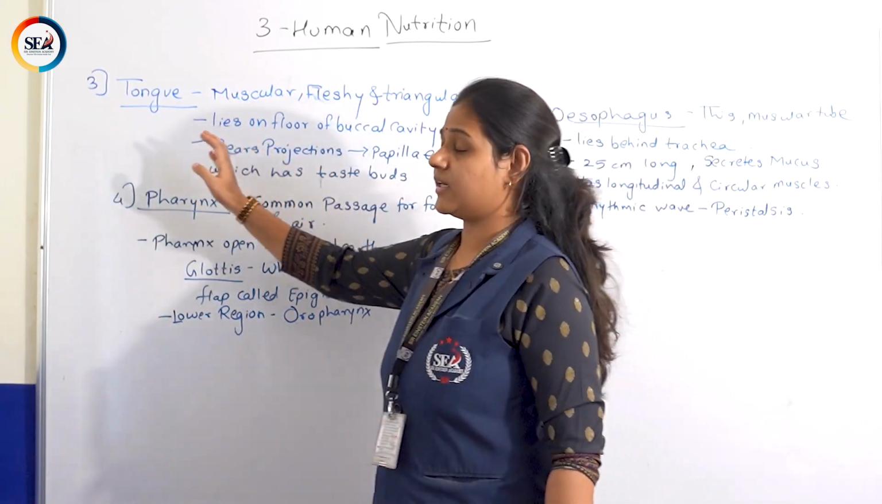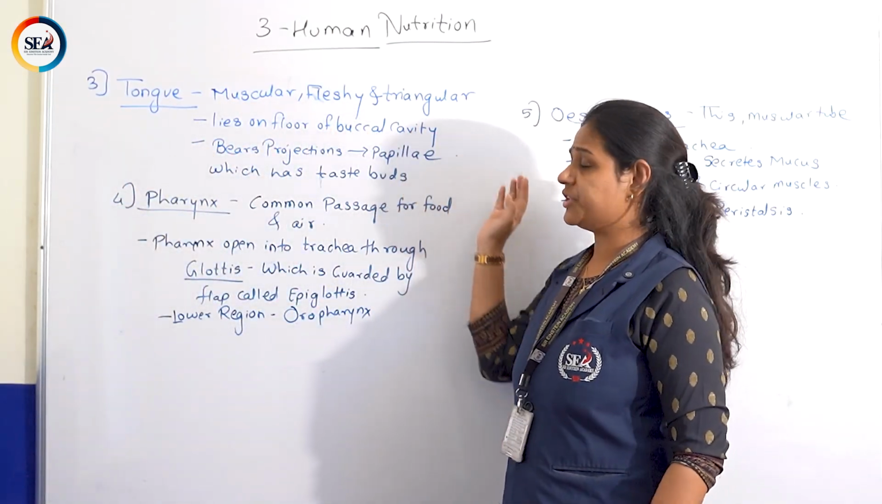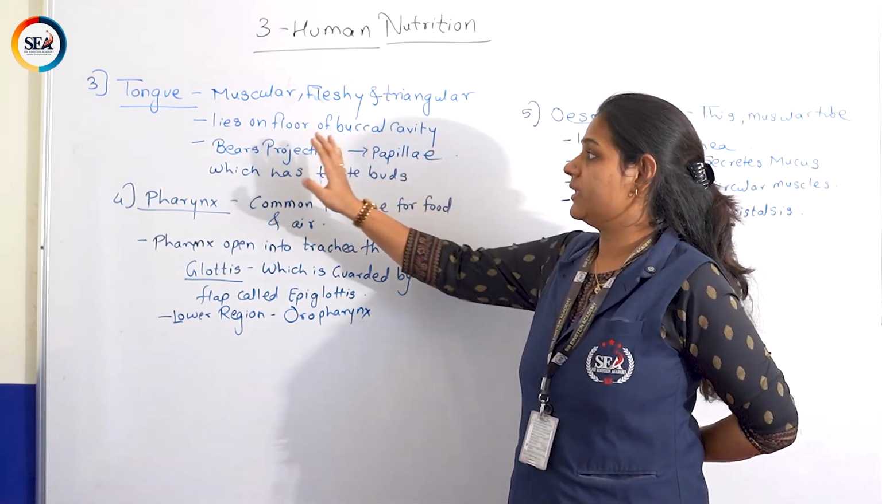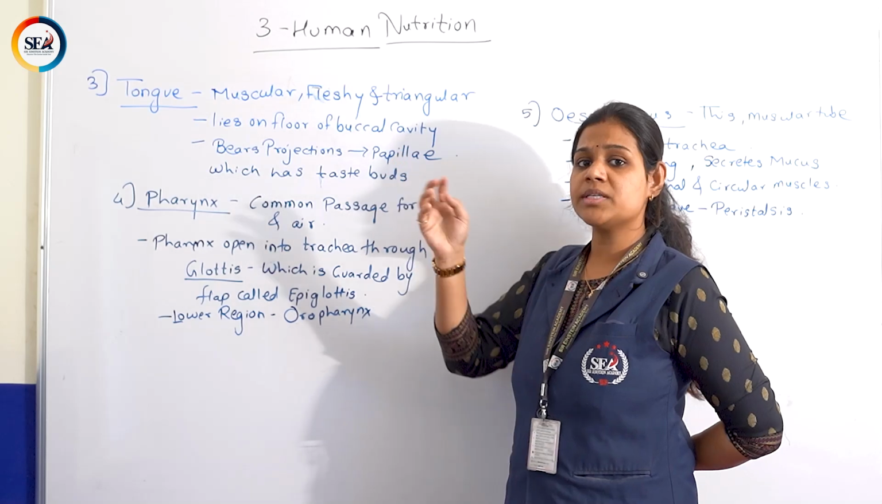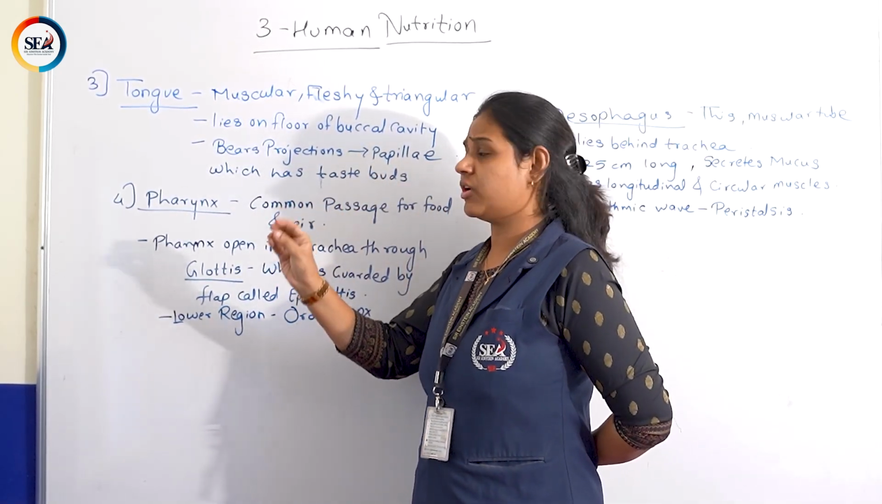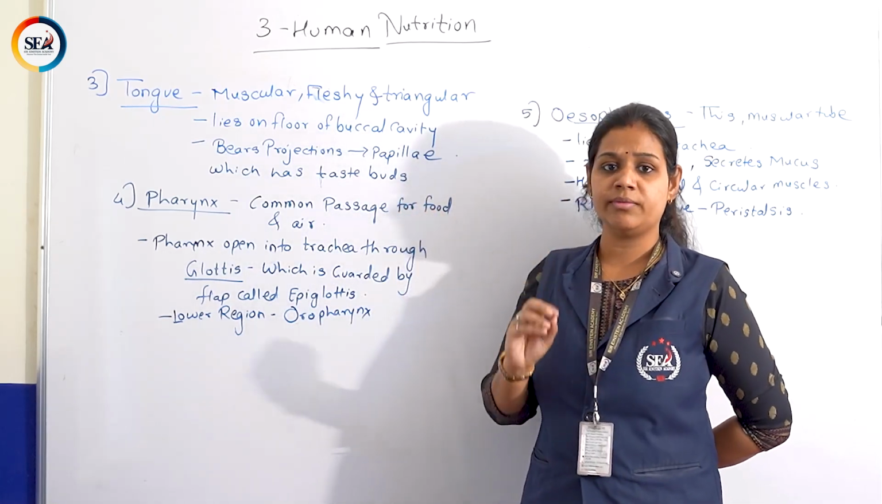The next part is the tongue. The tongue is muscular, fleshy and triangular in shape. It lies on the floor of the buccal cavity. There are small projections on the upper surface of the tongue which are called papillae, and some papillae have taste buds which detect the taste of the food we eat.